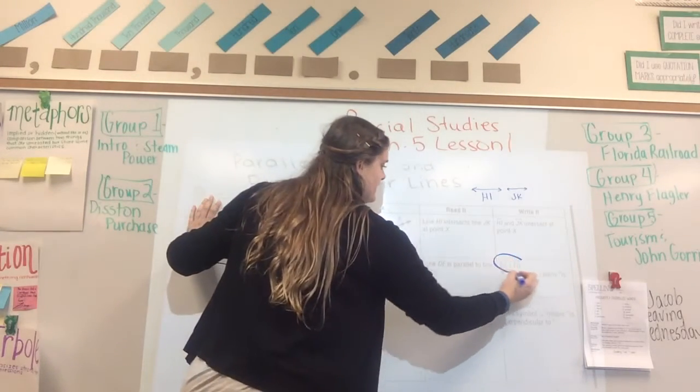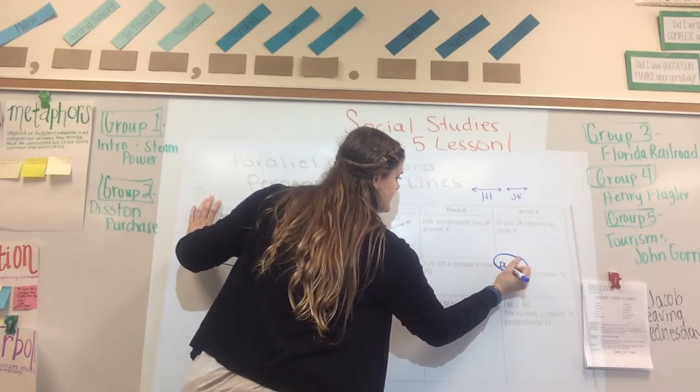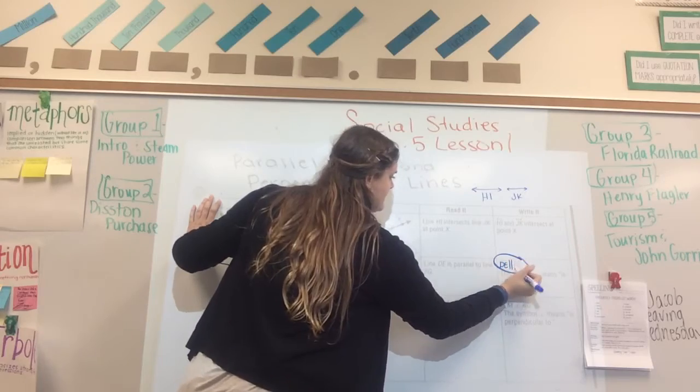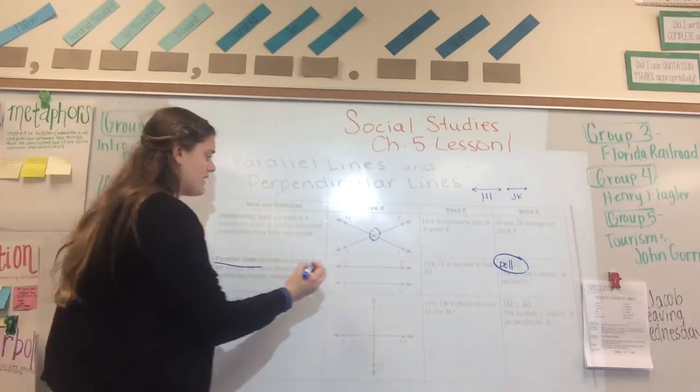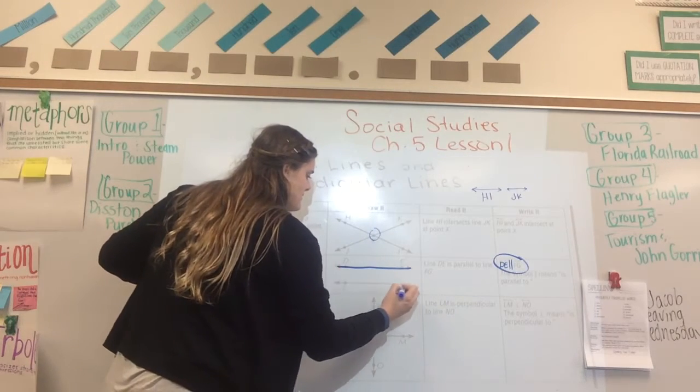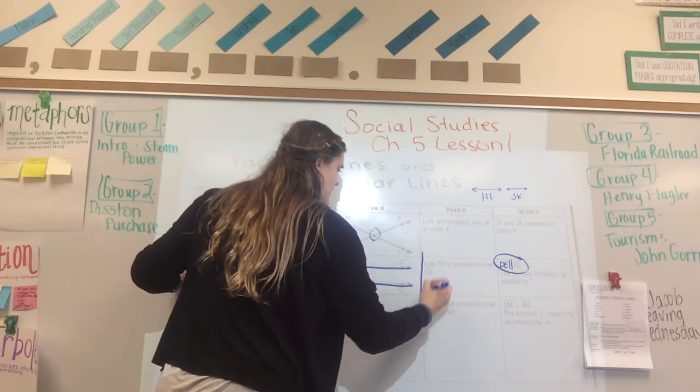They're written here as DE, and then it has these two lines here to show that they're parallel. In the picture here, you can see that parallel lines can go this way, and they can go this way.